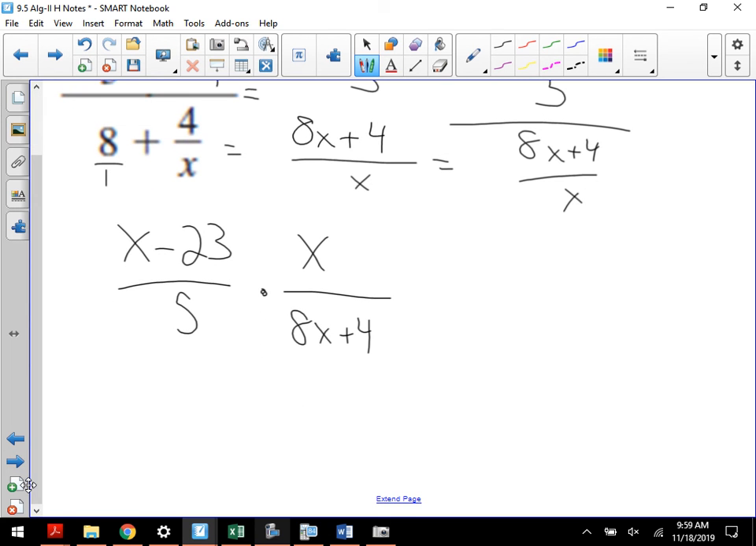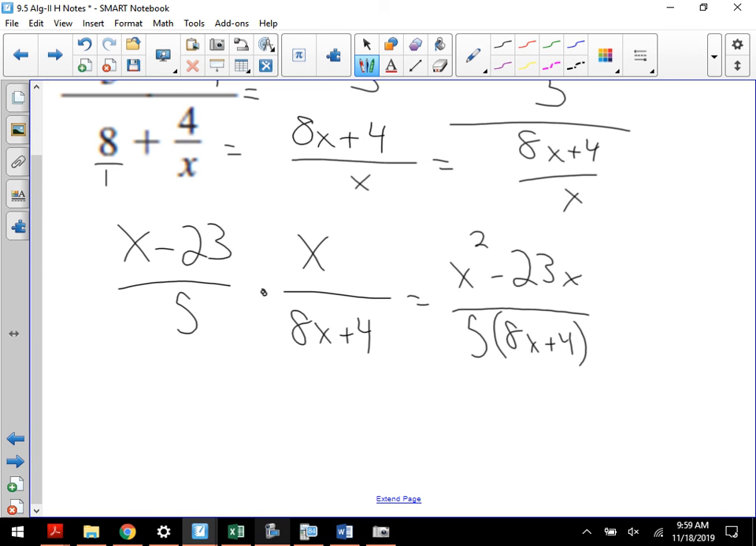In this case here, there's nothing that I can simplify. So my numerator just becomes x squared minus 23x. My denominator would just be 5 times 8x plus 4. There's no reason to multiply it out. You get 40x plus 20, or if you took it out, you'd have 20 times the quantity 4x plus 1.